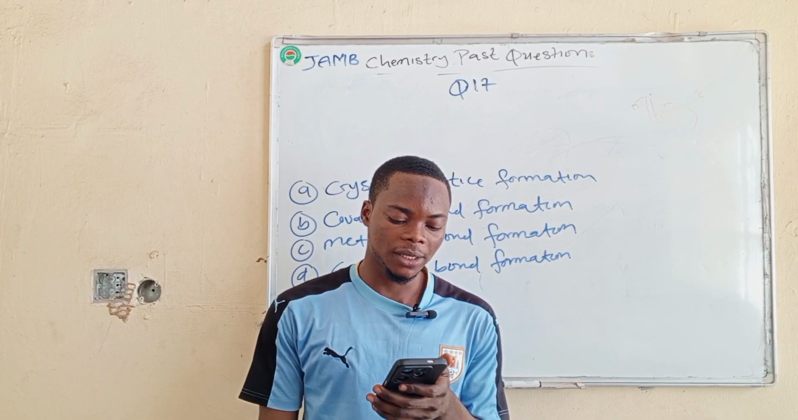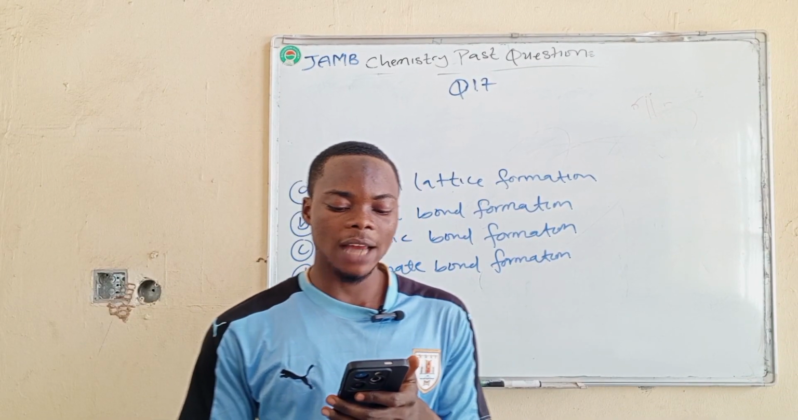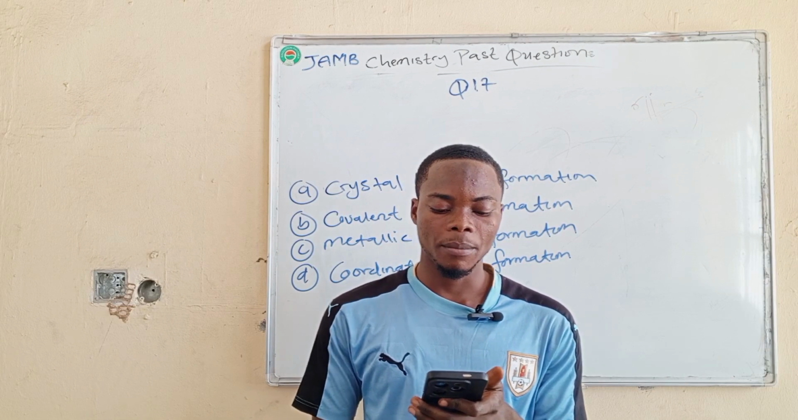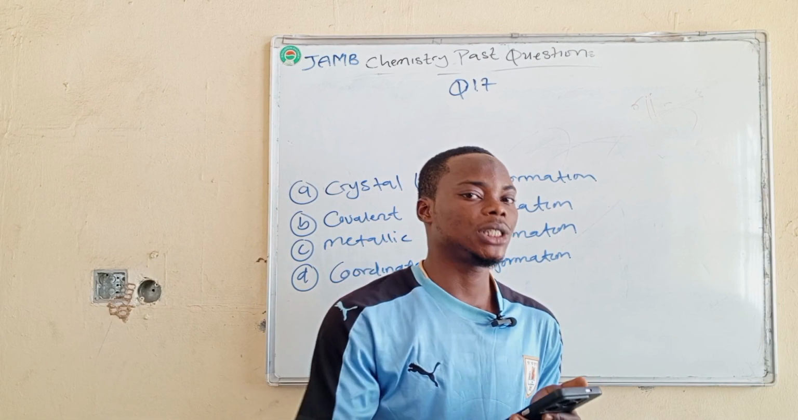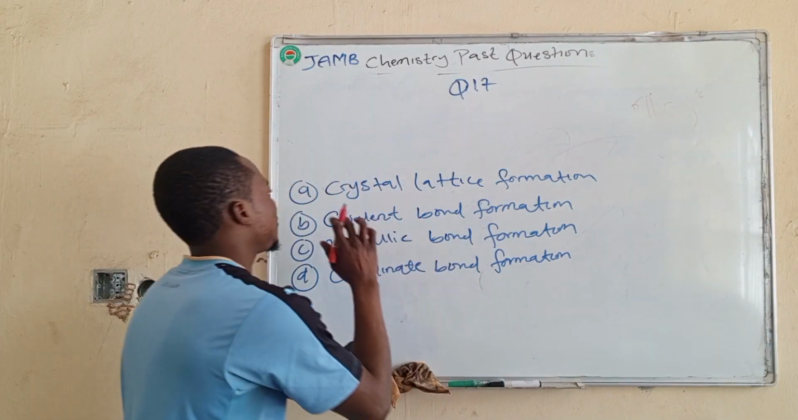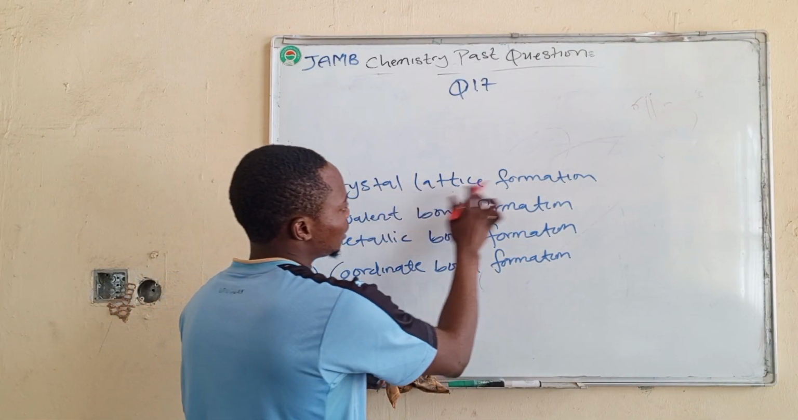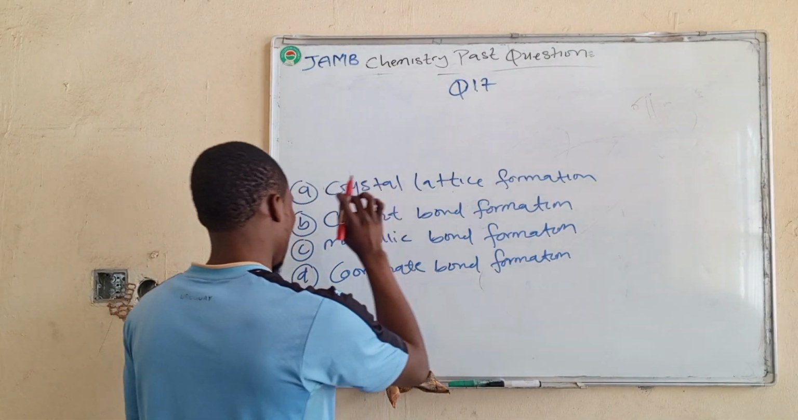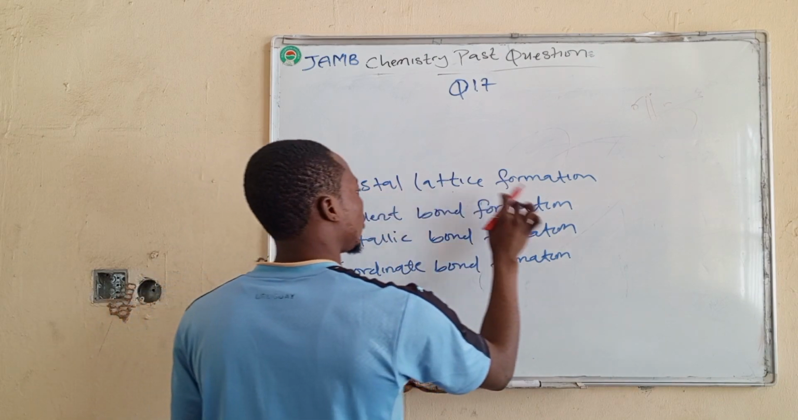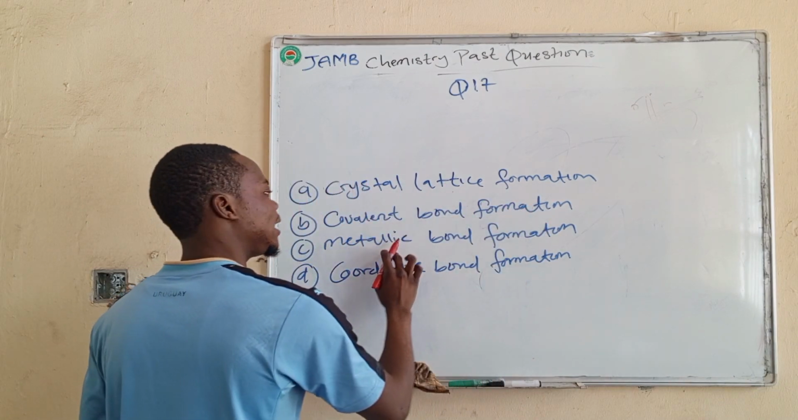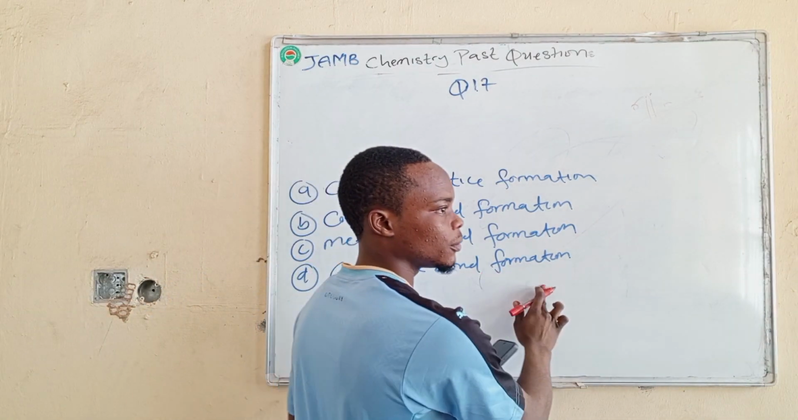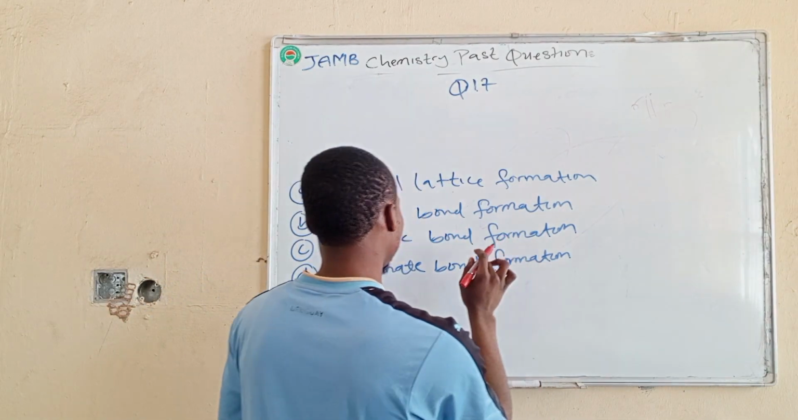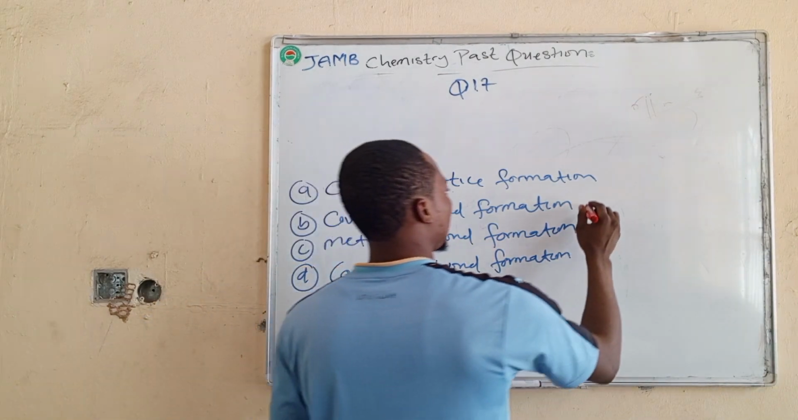Question number 17. Diamond is a bad conductor of electricity because its bonding electrons are used in dash. Option A. Crystal lattice formation. B. Covalent bond formation. C. Metallic bond formation. D. Coordinate bond formation. The answer here is covalent bond formation.